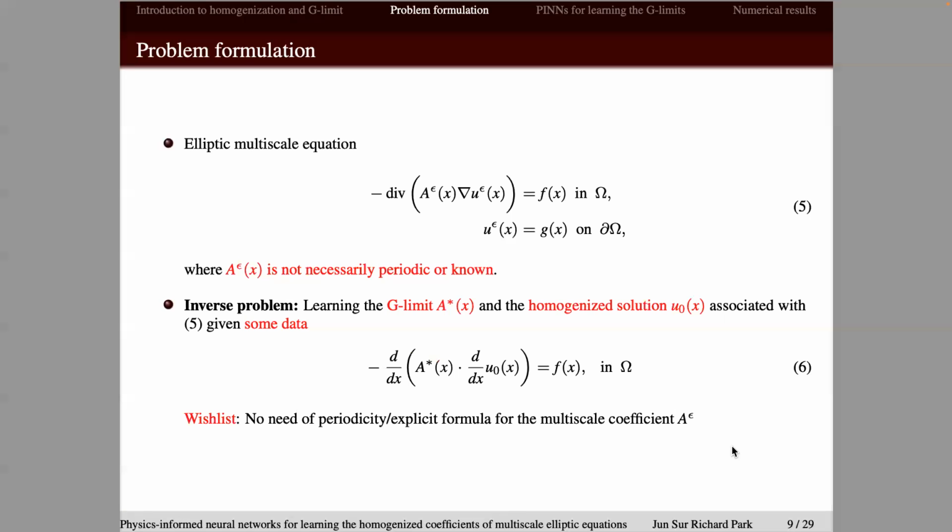So here's our problem setting. Motivated by the previous development, we want to consider this problem. We consider elliptic multiscale equations here, but we don't want to rely on any periodicity or known form for this multiscale coefficient. Okay. So we want to try this inverse problem of learning the tree limit, and the homogenized solution associated with this original multiscale equation, with some data. I'm going to talk about what type of data we use in one of the later slides. Here our wish list is to recover the tree limit without relying on any periodicity or explicit formula of the multiscale coefficient A epsilon.